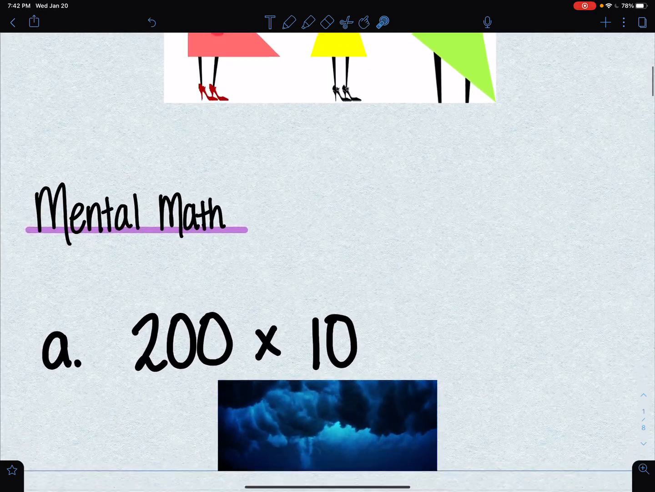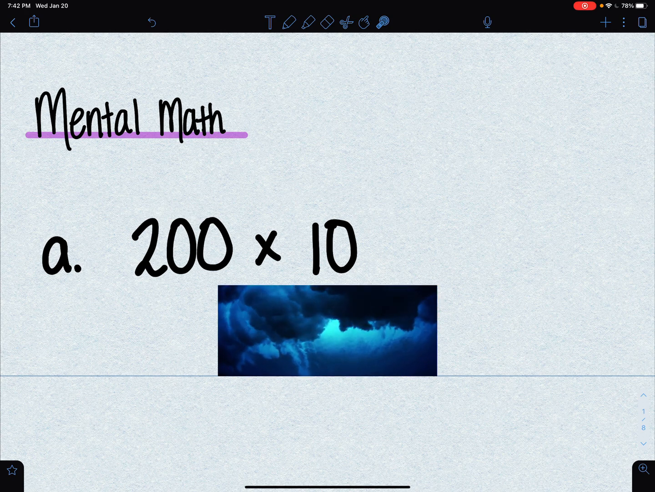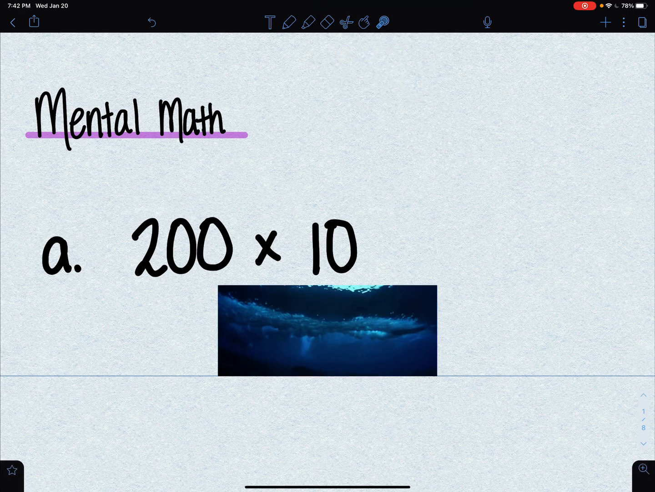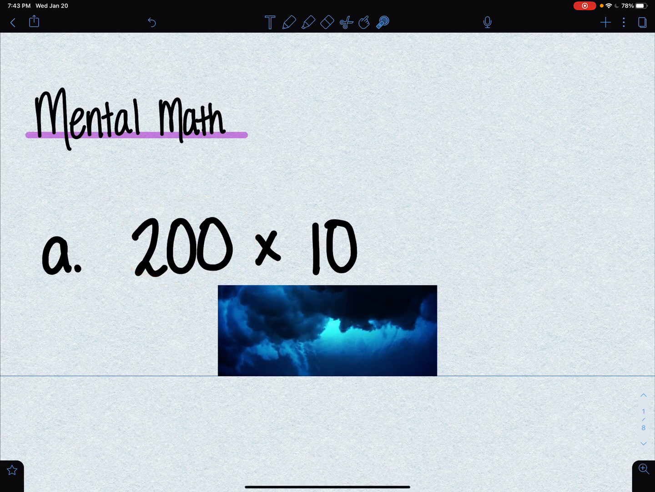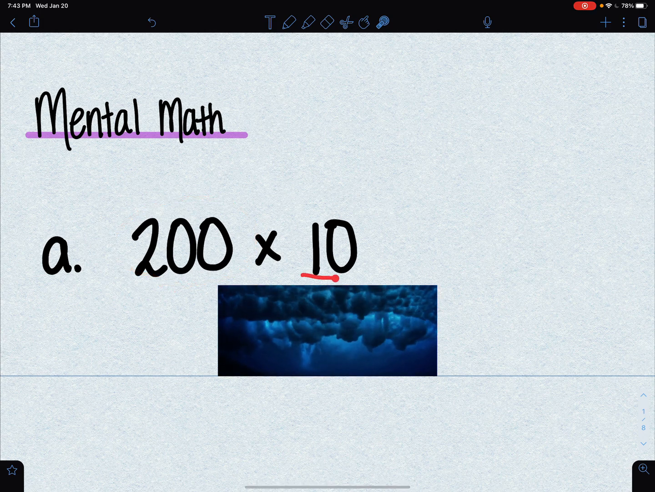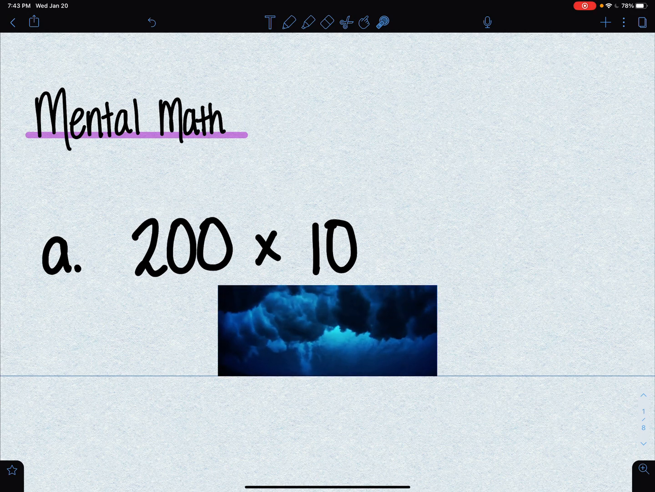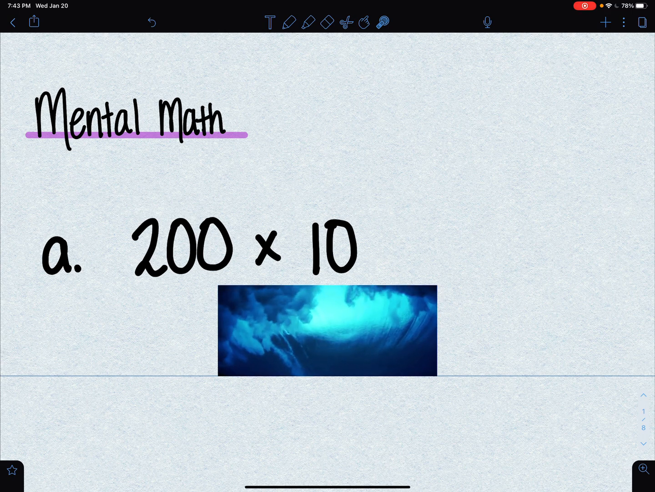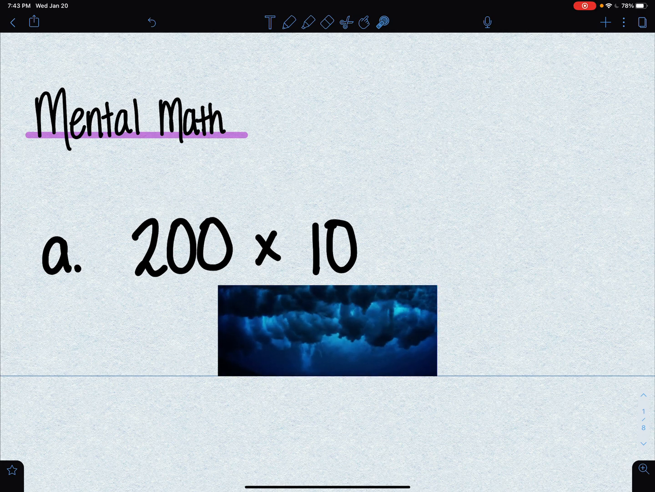Let's go on to mental math. And mental math for this part, they're going to have you multiply numbers ending in 2 zeros. So things like 200, there's 2 zeros there. And you're going to multiply it by numbers ending in 1 zero. So this is practicing basically adding zeros to your multiplication, okay? And I'm going to show you some beautiful ocean pictures while we do that. Okay, here we go. So the first one is 200 times 10.